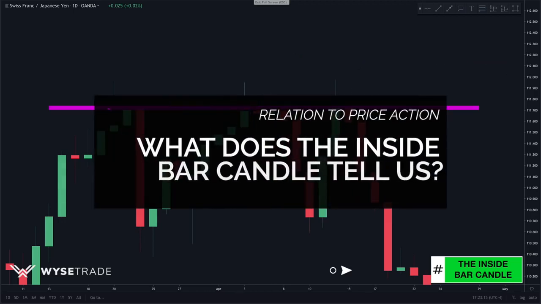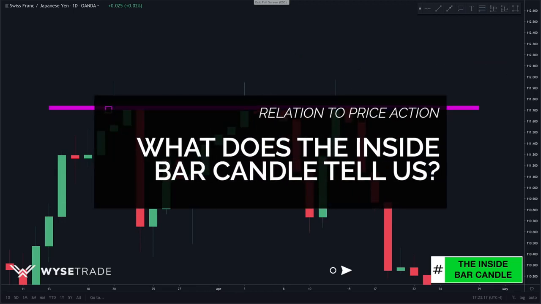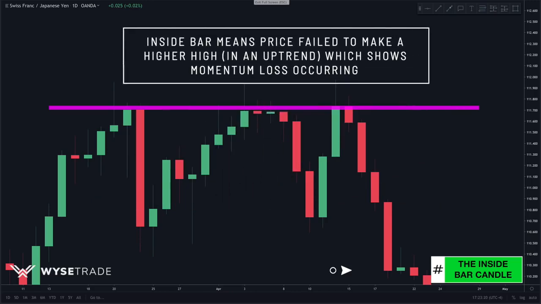So what does the inside bar tell us in terms of price action? It shows that there was momentum loss because price failed to make a higher high.